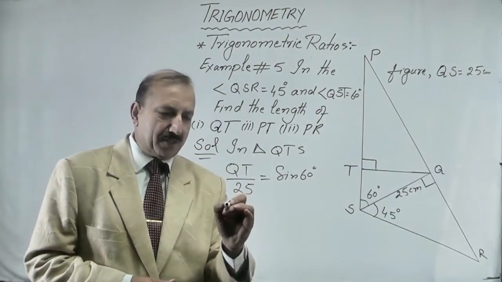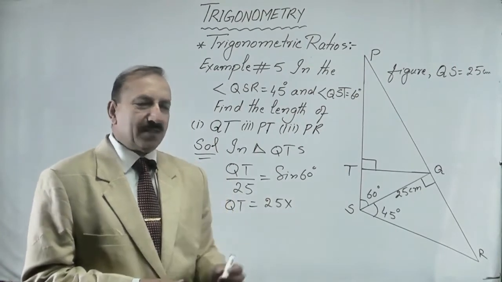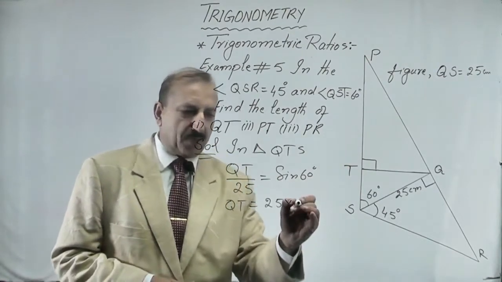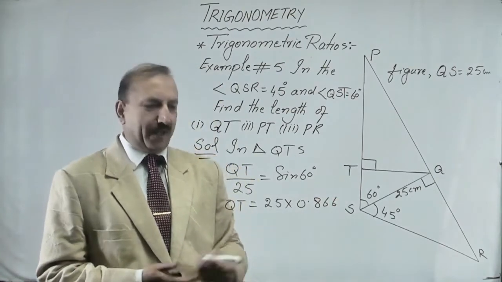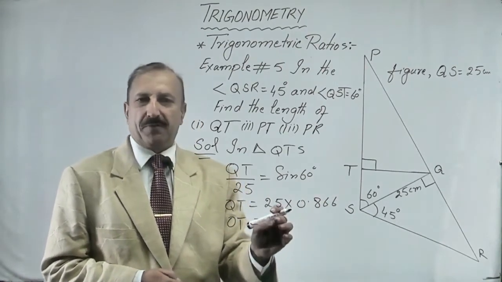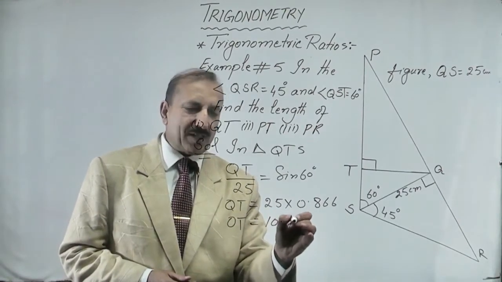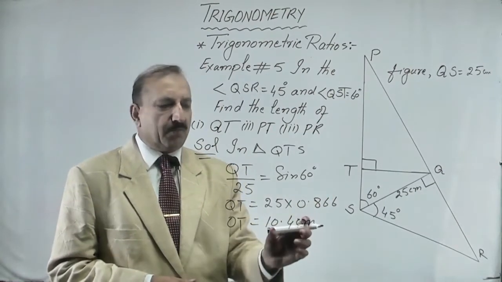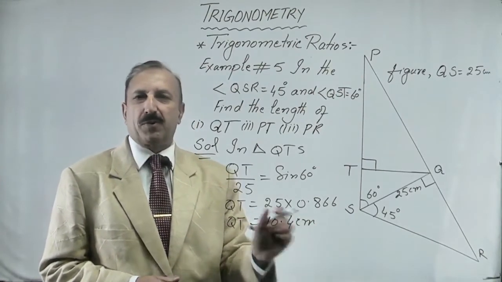Let's carry on this calculation for QT. QT will be equal to 25 into sine of 60. My dear student, you will get the value of sine 60 from the calculator. This is 0.866. And now for the final value of QT, multiply this value with 25 and you will get your answer. That is 10.4 centimeter from the calculator, or simply you can calculate manually as well, but it's better to use a calculator if you have. So QT is equal to 10.4 centimeter.